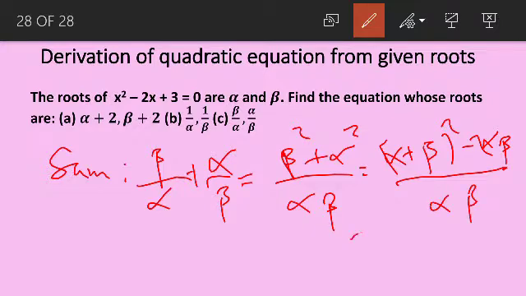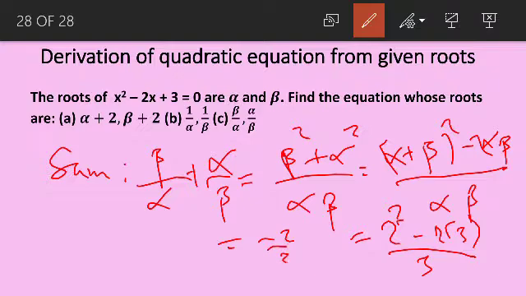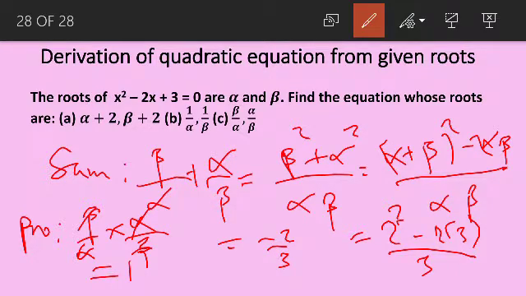So if we substitute the values, alpha plus beta is 2, so we have 2 squared minus 2 times alpha beta, which is 3, all over 3. Okay, so that is going to give us 2 squared is 4, 4 minus 6 is minus 2, so minus 2 over 3. So the sum of the roots is minus 2 over 3. Now what of the product? The product is going to be beta over alpha times alpha over beta, and from what we can see, alpha cancels alpha, beta cancels beta, is equal to 1.